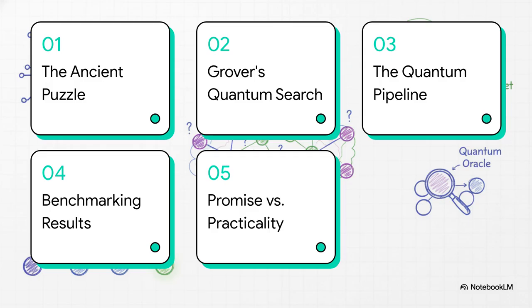So here's our game plan for breaking this down. We're going to start with the puzzle itself, what exactly we're trying to solve. Then we'll jump into the quantum solution with Grover's search. From there, we'll get into the nitty-gritty of the quantum pipeline they built, check out how it actually performed, and finally, have a real talk about the promise versus the practical reality of it all.